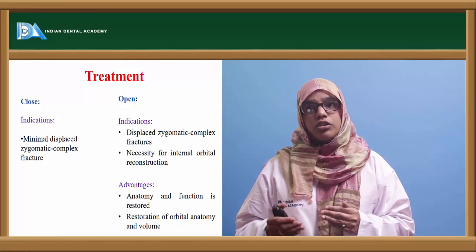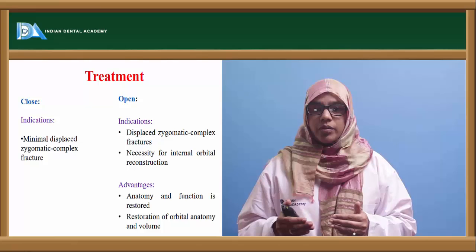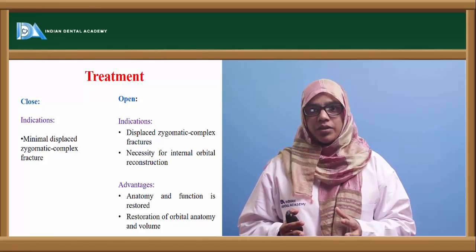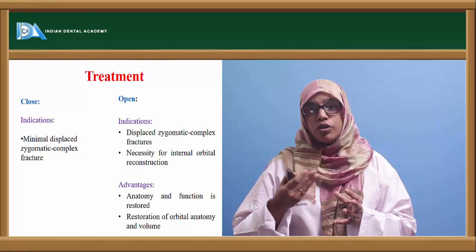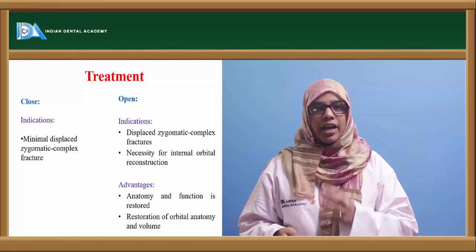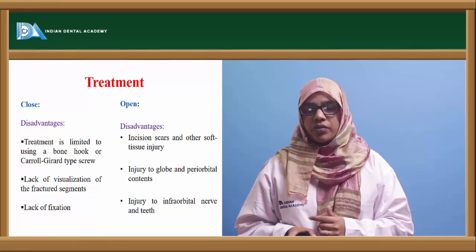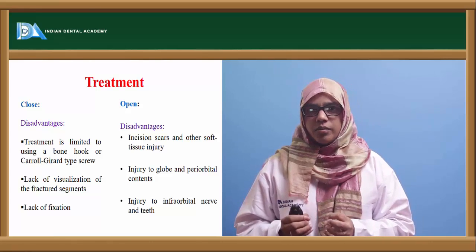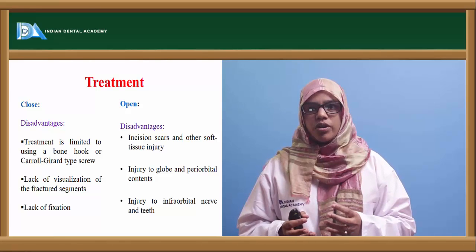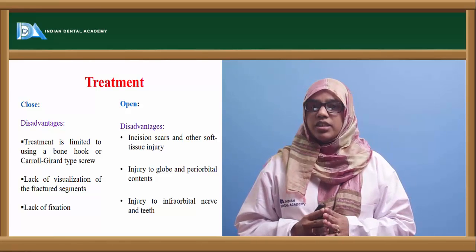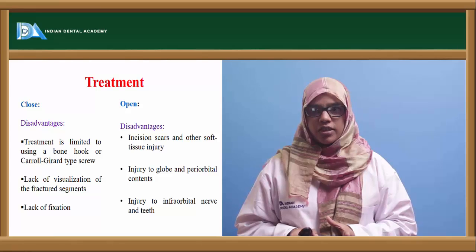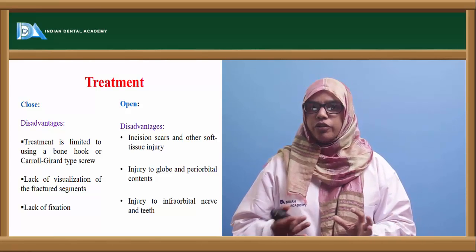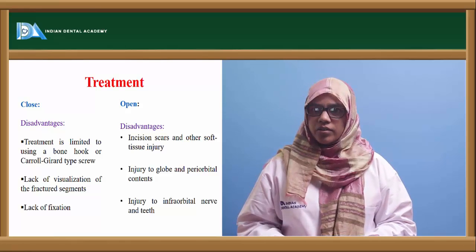Now, the advantage of open reduction is that anatomic and functional restoration is done. You are able to visualize the area anatomically, so you are able to restore it properly. The orbital anatomy and volume is restored. Now, the disadvantage of closed reduction is that the treatment is limited to using bone hooks or a Carroll-Girard screw. There is lack of visualization of the fracture segment. There is no fixation. You're just moving it and keeping it like that. What if a trauma occurs? It will again displace.